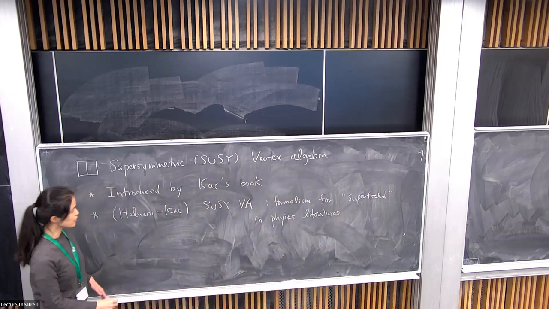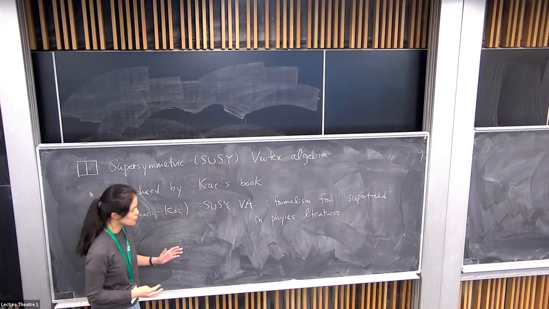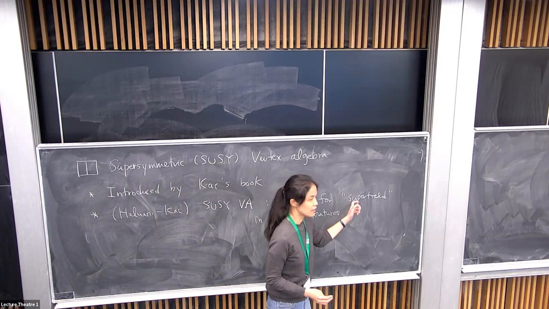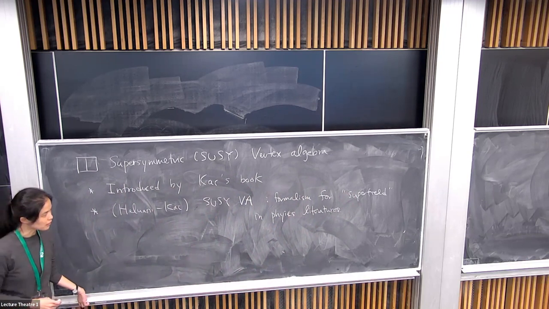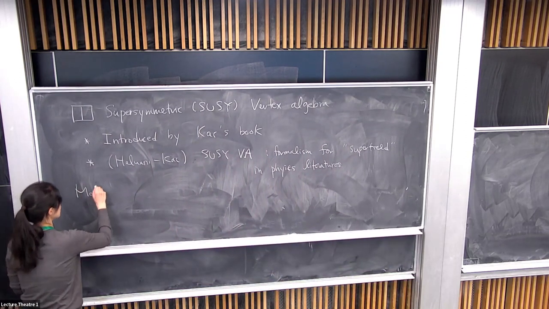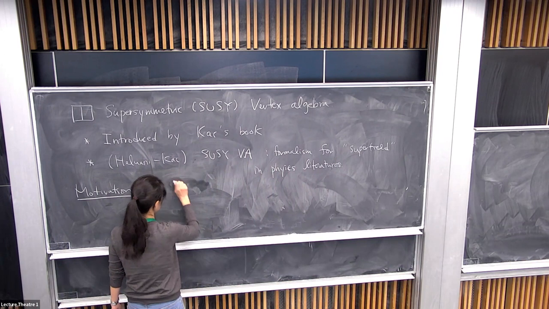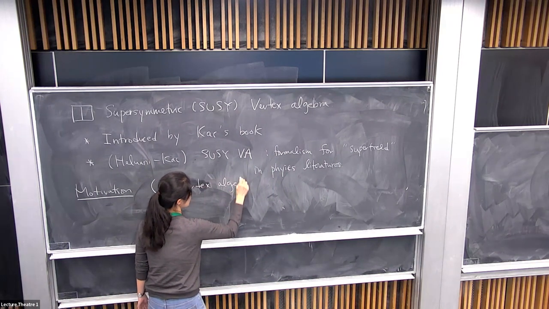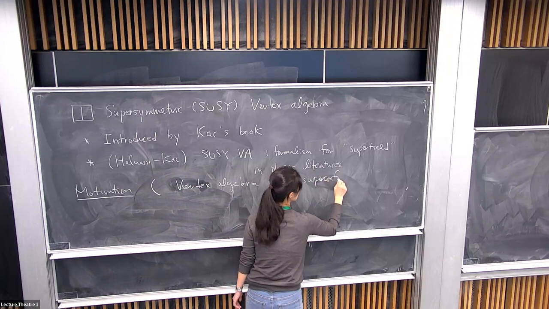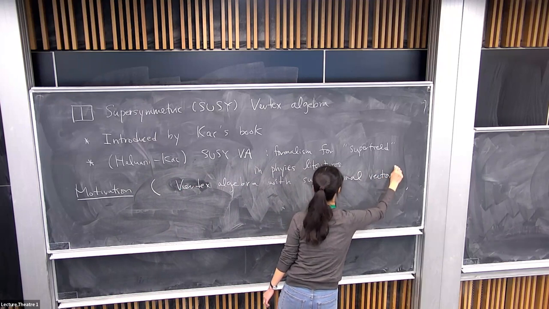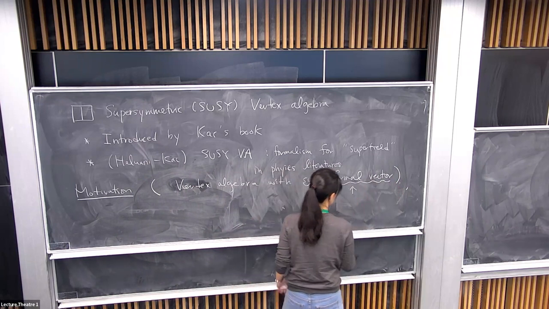So, I guess there are not that many papers which deal with supersymmetric vertex algebra, but you can find lots of literature which says something about superfields. And I think most of them can be interpreted in terms of supersymmetric vertex algebra, more mathematically. So I guess this is the motivation for vertex algebra with superconformal vector. Let's begin by reviewing what a superconformal vector is.